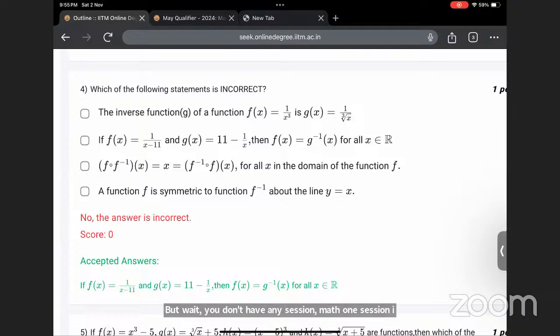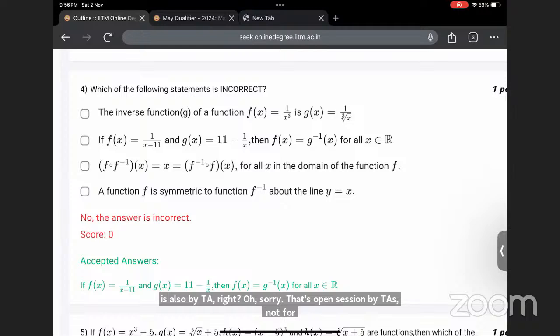Yes, the other course also has sessions on Tuesday, Saturday, and Sunday. This Wednesday we have a TA session for computer. TA sessions were there maybe, but there was no instructor session. There is also an open session on Wednesday from 4 to 6. Okay, that is also by TAs, not by the instructor. Yes, it was by TAs.